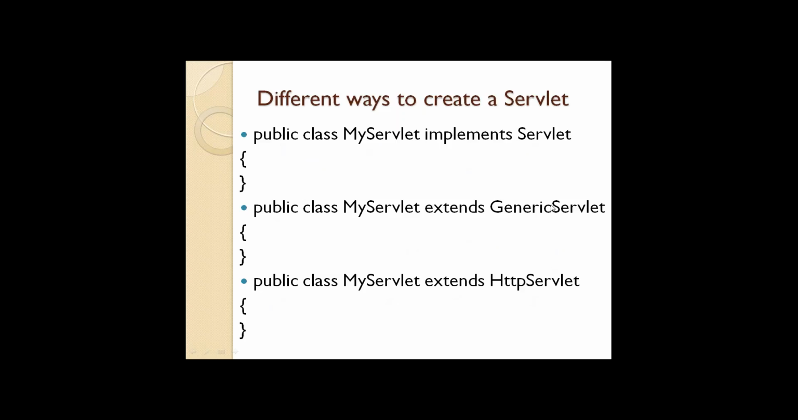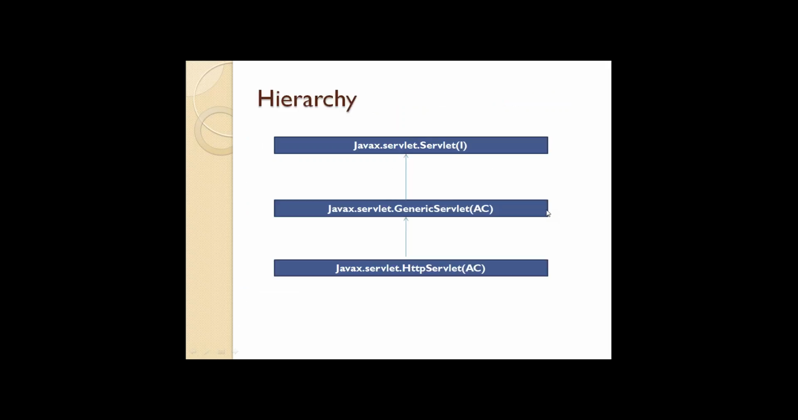Now observe carefully. Generic servlet is implementing servlet. HTTP servlet is a class. It is extending generic servlet. Meaning is this one, this hierarchy. HTTP servlet is again an abstract class. It is extending generic servlet. Generic servlet is again implementing a servlet interface. So this is the hierarchy. So one way is I can implement servlet interface. Another one is I can extend generic servlet. Another way is I can extend HTTP servlet. We'll discuss the methods of generic servlet and HTTP servlet. But for now, these are nothing but different ways.